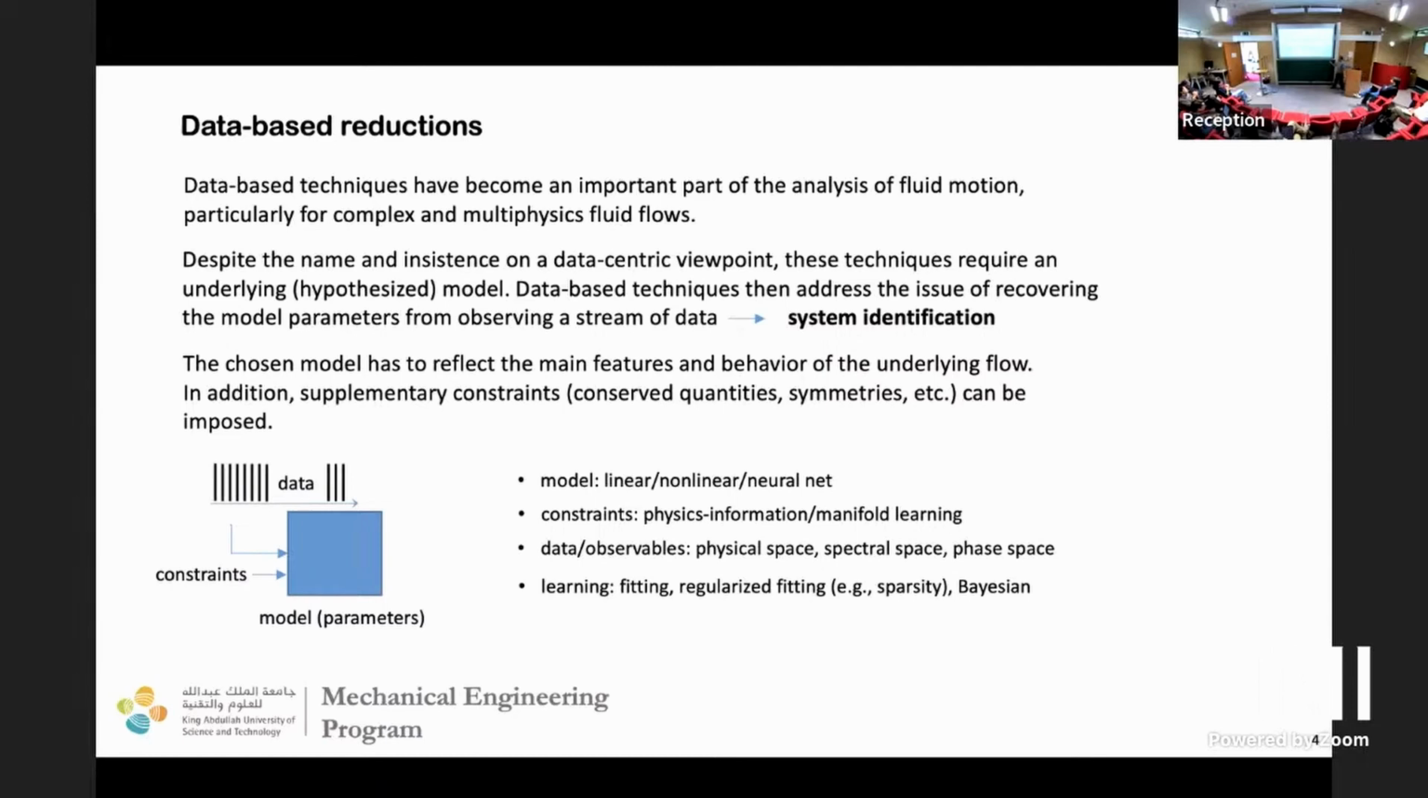Then we also have to decide on the learning. How do we learn these model parameters? Are we doing a fitting? Are we doing a regularized fitting by enforcing other things onto the model that are not necessarily physical or symmetries? For example, we want to have a sparse model. That one goes on top of that one. Or if we include uncertainty, the learning can also be done within the Bayesian framework. So there's a lot of choices to be made.